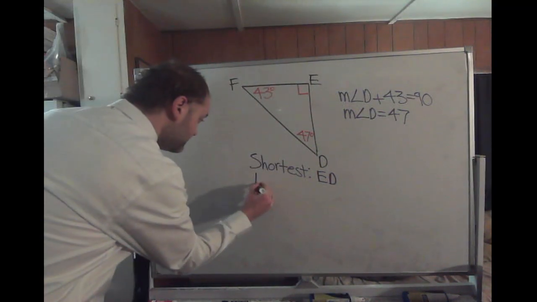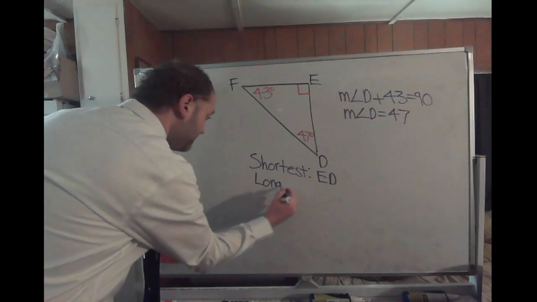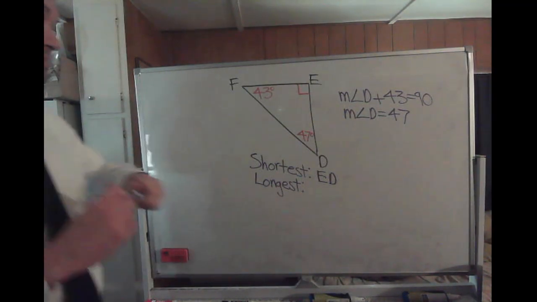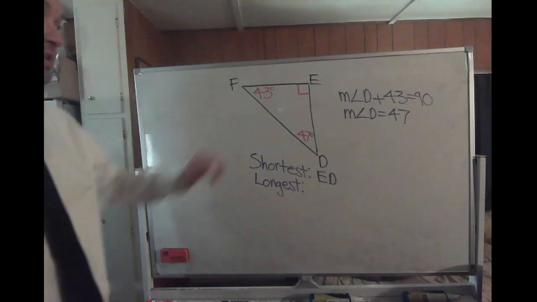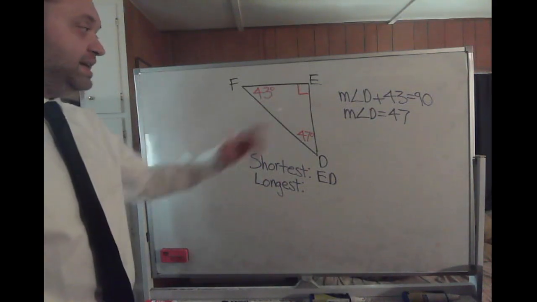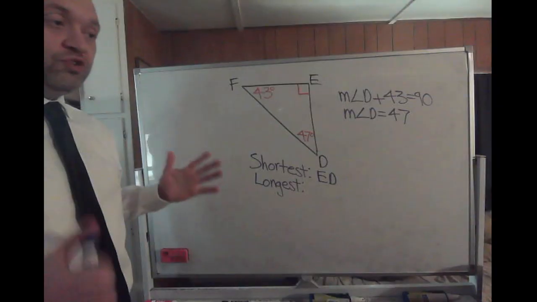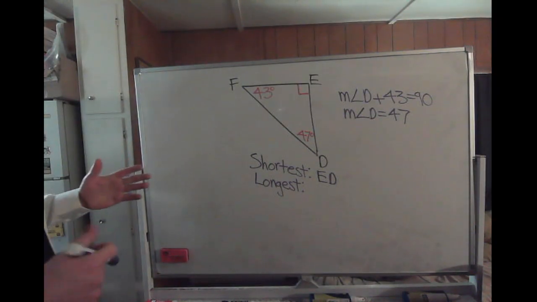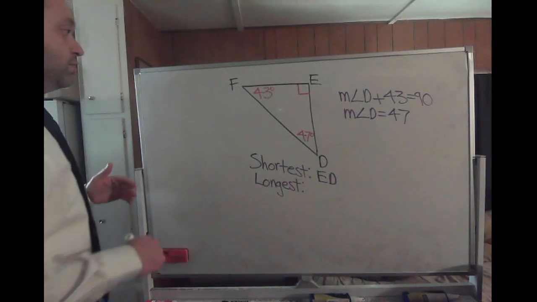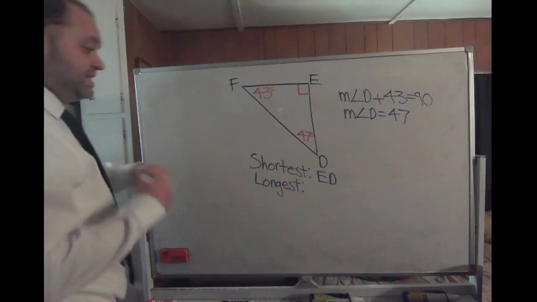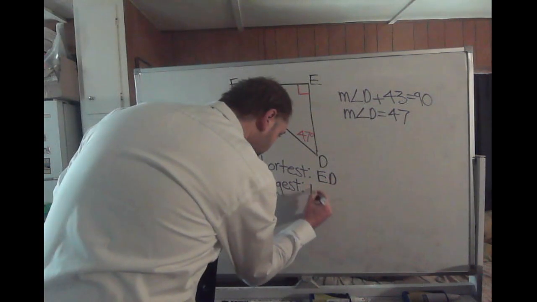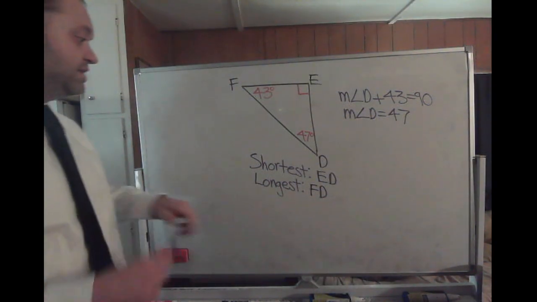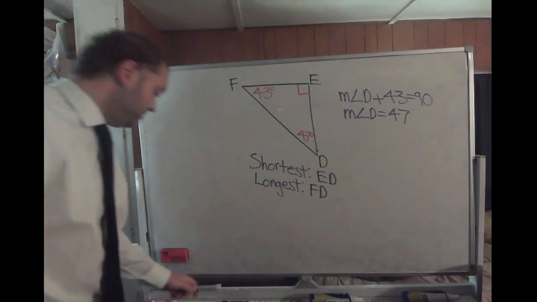Now what's the longest side? I think this one's fairly obvious, because angle E has a measure of 90 degrees. That's obviously your biggest angle. And it's always true that in any right triangle, the hypotenuse is the longest side. It always is. So your longest side is FD. So you would have the shortest side being ED, the longest side being FD.